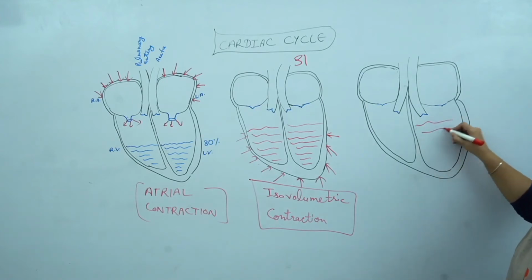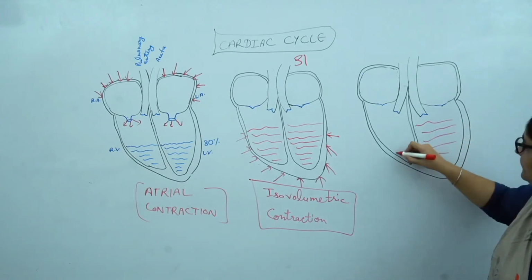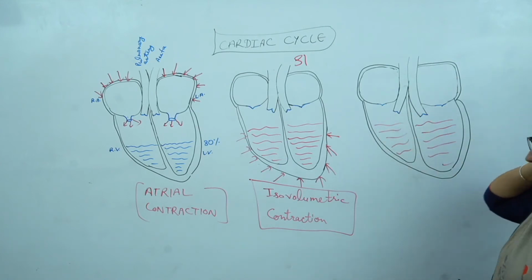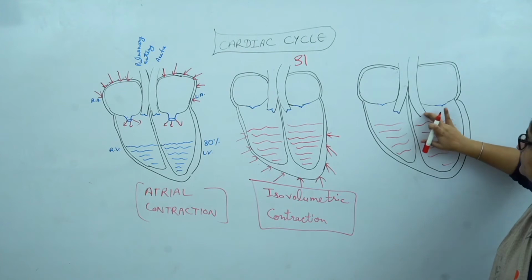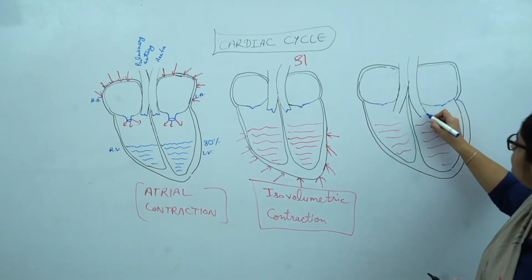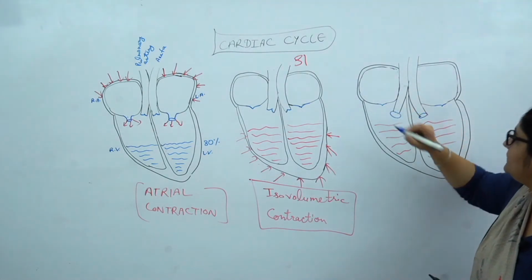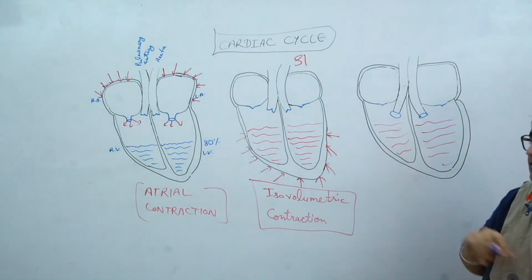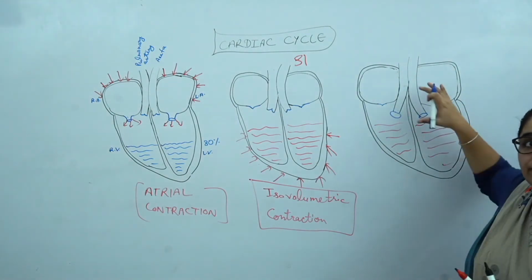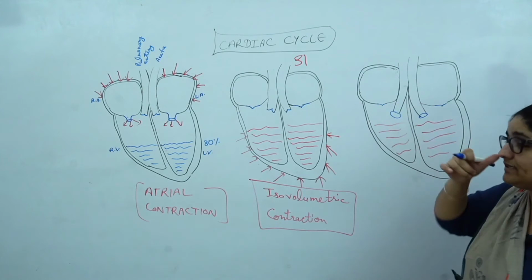So the pressure has increased in the ventricles. Because of high pressure, semilunar valves open. In this condition, these valves are closed. The valves between atria and ventricles, these valves are closed.